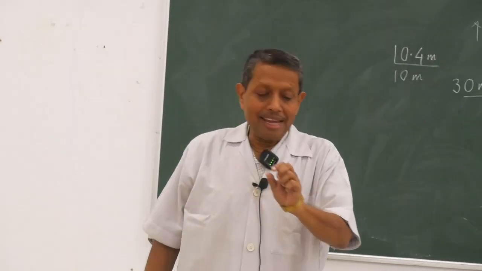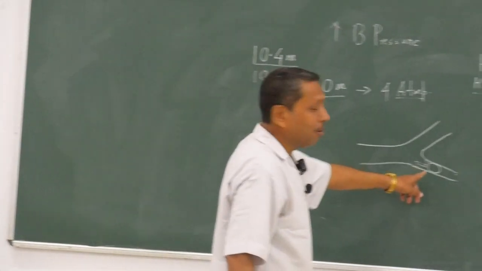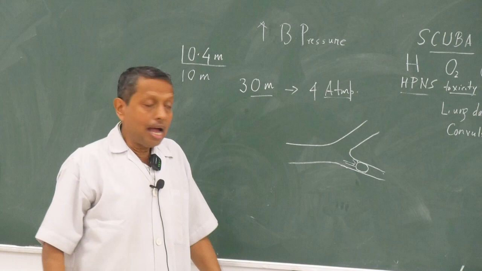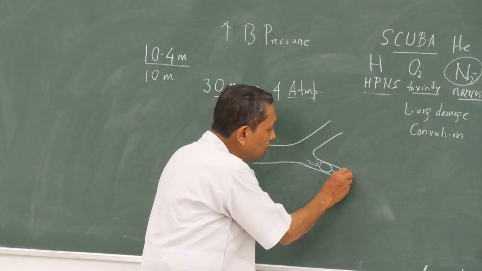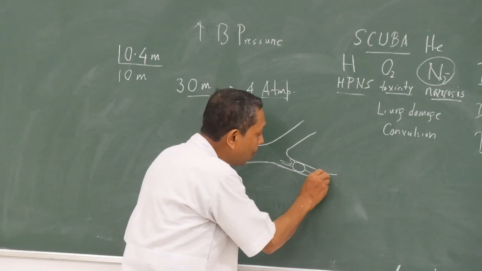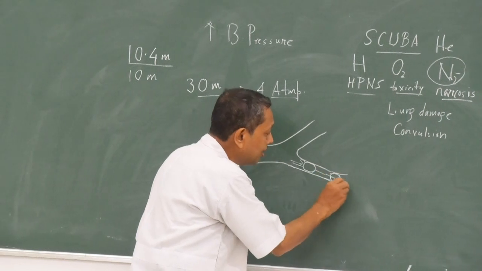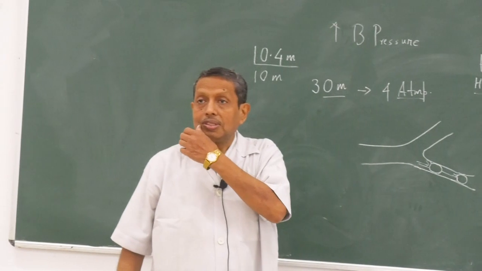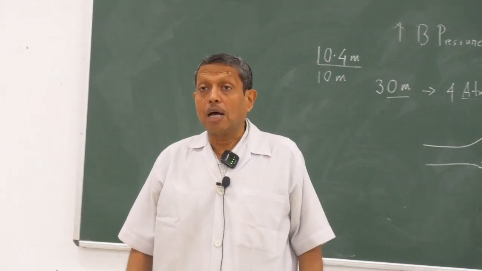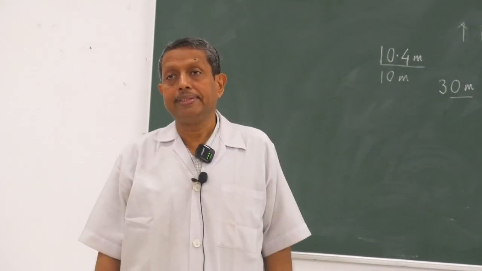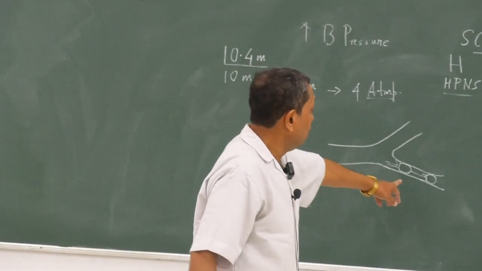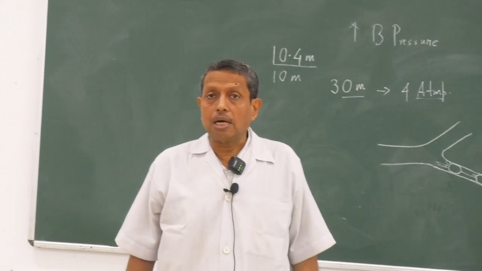If there is an air bubble, then it is compressible, and it may be pushed, and in the narrower part it becomes obstructed. It is not possible for the blood to overcome the surface tension, the surface capillarity. So the tissues distal to this will suffer from ischemia.